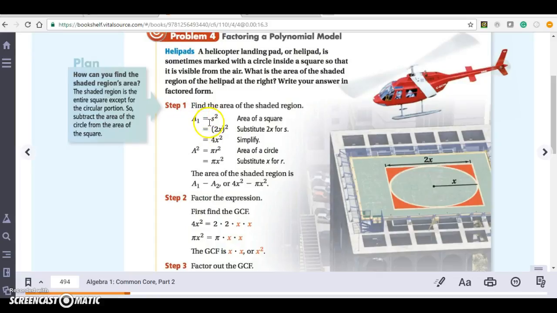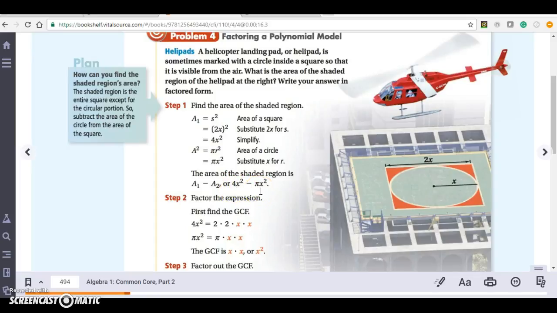The area of a square is always side squared. So 2x times 2x will give me 4x squared. The area of the circle is just pi r squared. My r is x, so that's pi x squared. So the area of the shaded region would be the area of the square minus the area of the circle: 4x squared minus pi x squared.